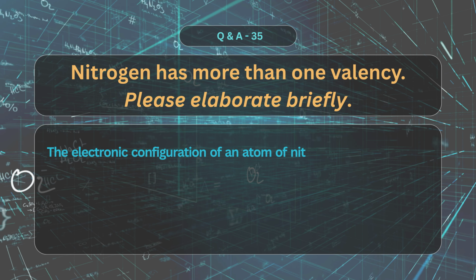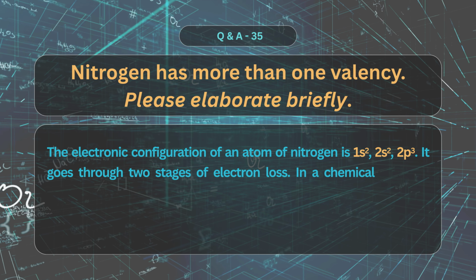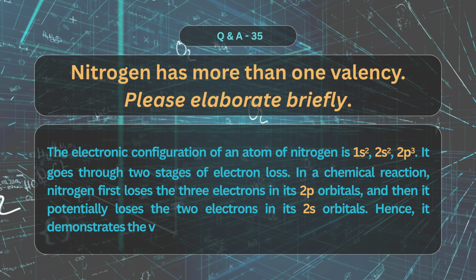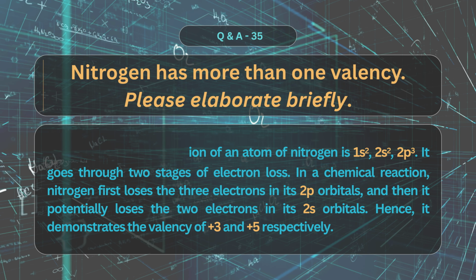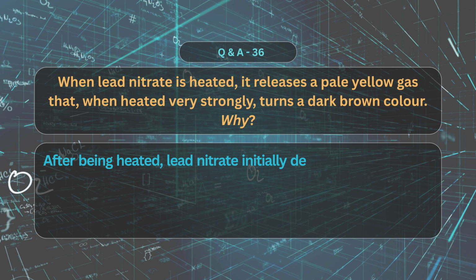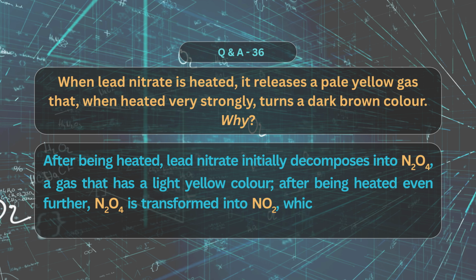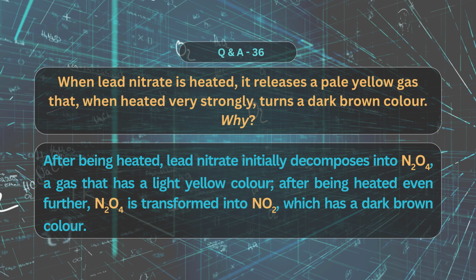A mind-bending exception. Nitrogen has a +5 oxidation state, but its covalency is only 4. It breaks the normal rules, and AP chemistry loves it. Picture this. Heating lead nitrate releases thick brown fumes. It's a dramatic reaction you must memorize for GCSE practicals.